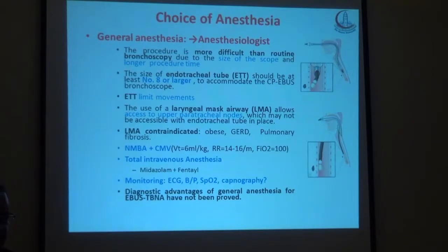اللارنجيال ماسك دي ظريفه زي ما انتم شايفين في السلايد. اللارنجيال ماسك هنا، اللي تحت هنا، بتبقى على اقباب الليفل والفوكال كورد وفيها ديفرنت سايزز، فممكن ان انت تشتغل منها. ودي ميزتها ان انت بتقدر تشوف الفوكال كوردز وتقدر تعمل بنجل الفوكال كوردز كويس. طبعا اللارنجيال ماسك عيبها ان انت مش هتقدر تستخدمها في الاوبيز او الناس اللي عندهم جيرد او الناس اللي عندهم بالمونري فايبروز، عشان الجيرد هيزوده.